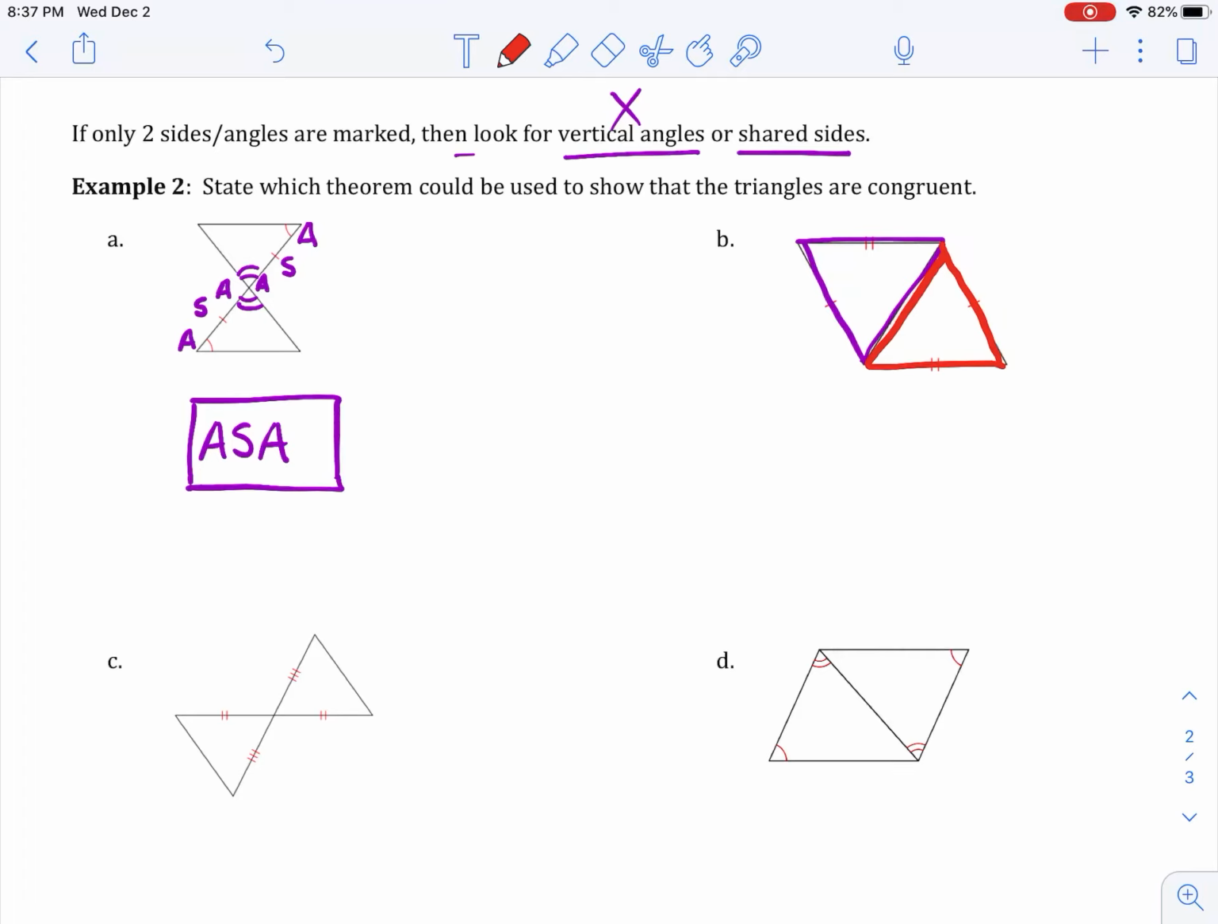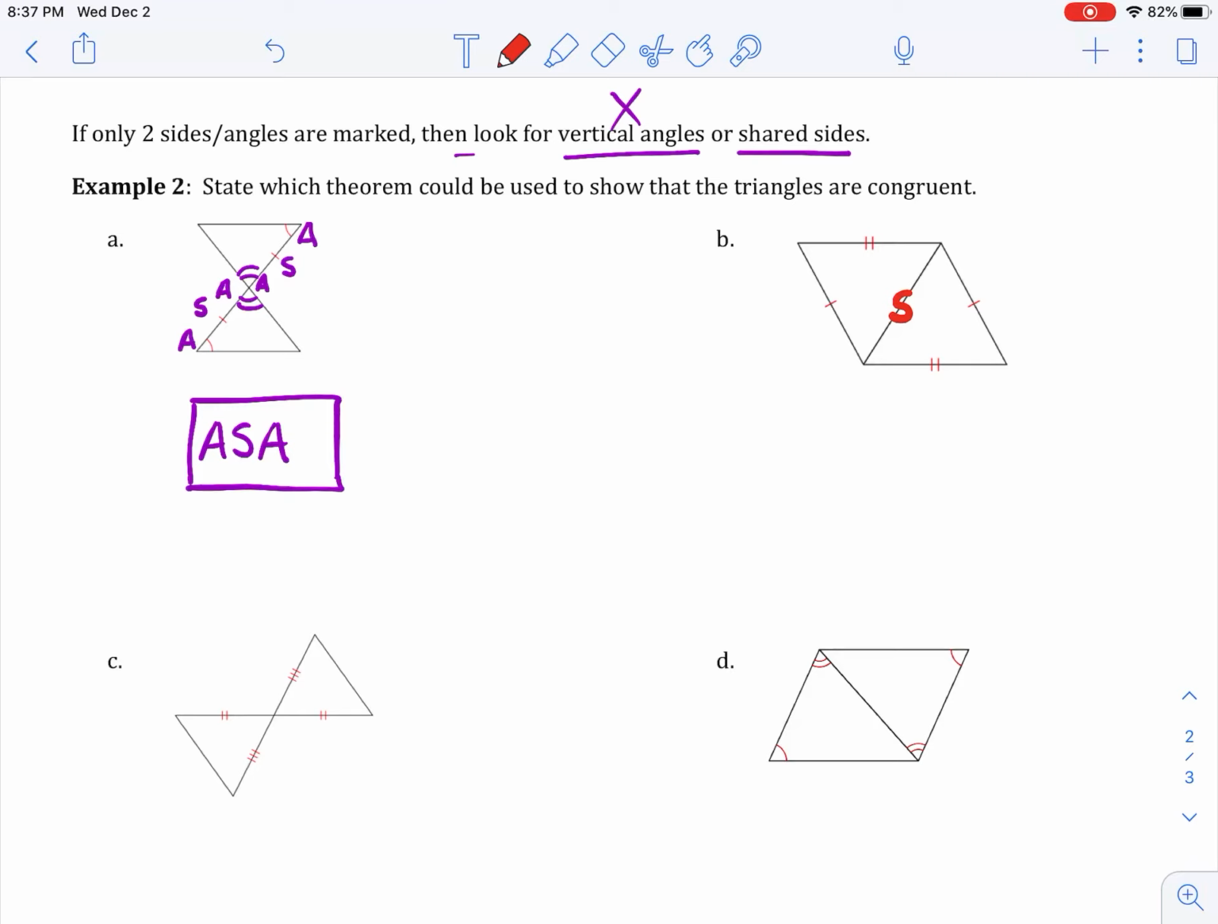So the purple triangle and the red triangle actually share a side. And the side they share is this one right here. And so I'm just going to put an S on there because they're sharing that side. So obviously, if you're sharing a side, it must be congruent. You have the same side that you're sharing. It's the same size then, right? And so any shared sides that you see get marked with an S.